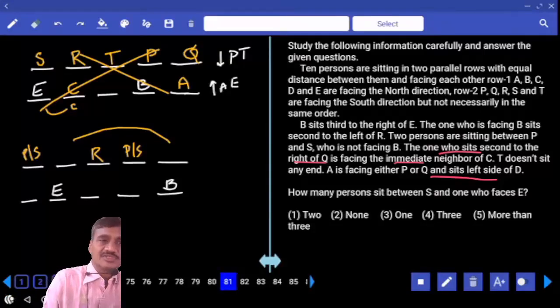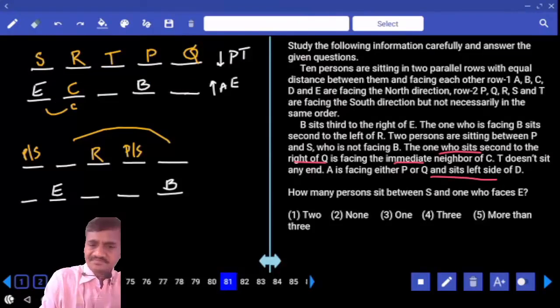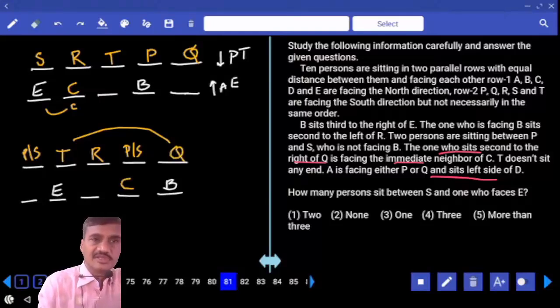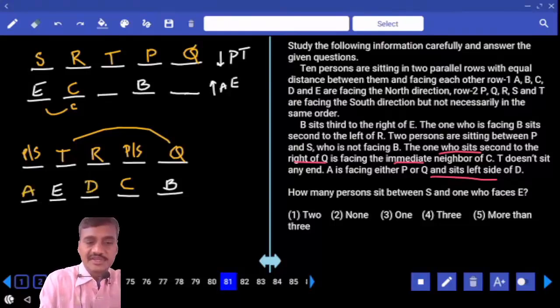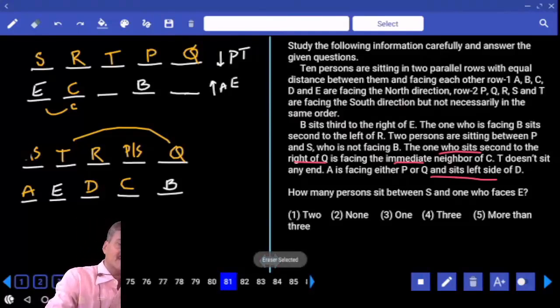Hence we are left with the second case. Now in the second case, P and S. And T is not at any extremes of the row, T is here. And T is here, Q is here. And Q is here, and C must be here, because second to the right of Q is facing an immediate neighbor of C. And next one, A and D. A is here, D is here. And A is neither opposite to P nor to Q. Hence we cannot have P at this place.